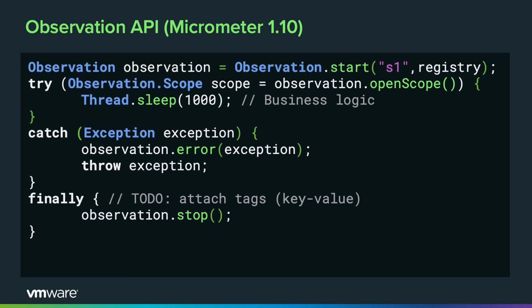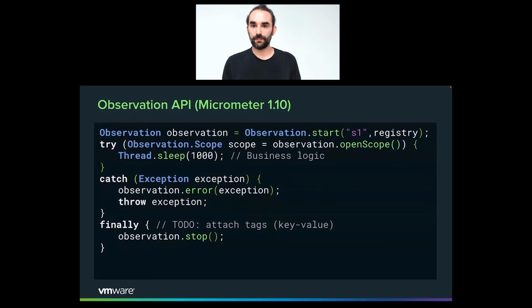So let's talk about the Observation API in Micrometer 1.10. In order to measure things, you have to create and start an observation. What is mandatory for the observation to have is the name. In this case, it's S1. And you have to pass in an observation registry. We will talk about that in a second. So the code you're seeing right now is instrumenting some piece of our business logic.